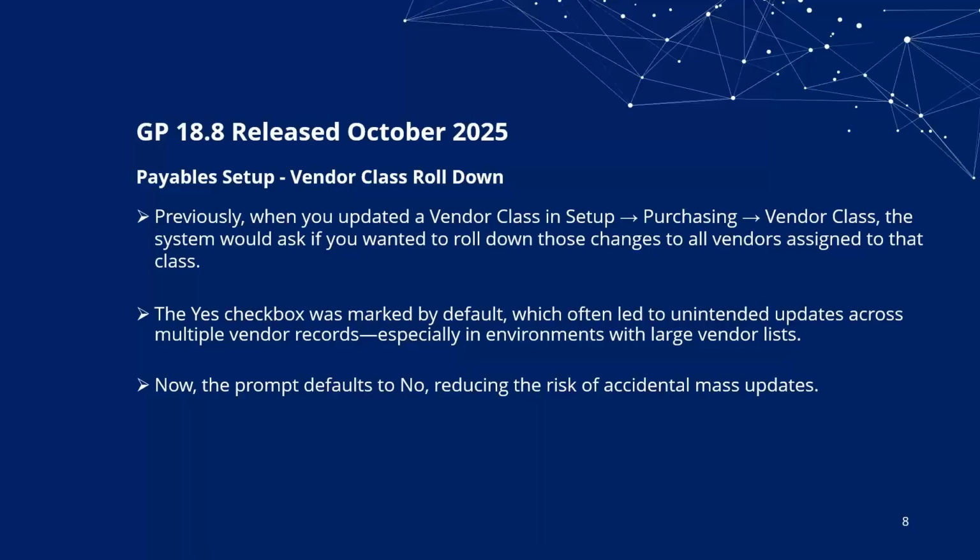Also on the 18.8 release in October, there's a change to the vendor class roll down in the payables setup. Previously, when you updated a vendor class in the setup, the system would ask if you wanted to roll that change down to all vendors assigned to that class. And the yes checkbox used to be marked by default, which often led to unintended updates across many vendors, especially with customers that had large vendor lists. Now that prompt defaults to no, so there's no risk of accidentally mass updating vendors.